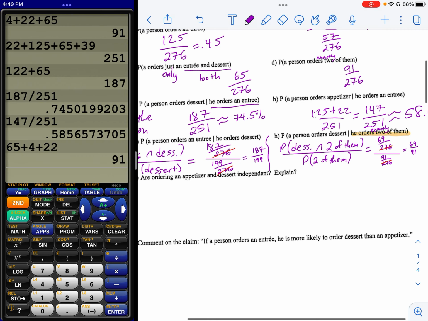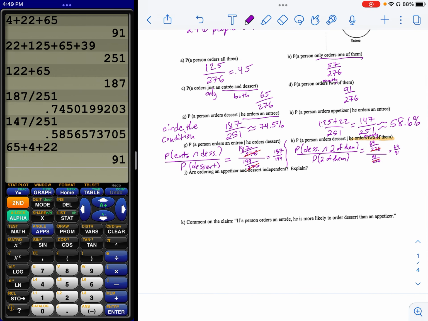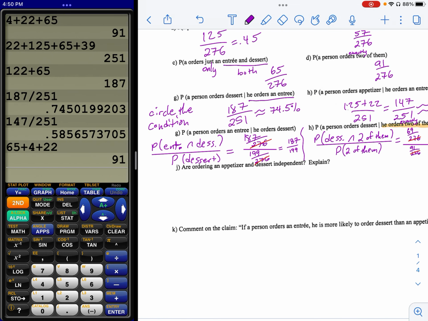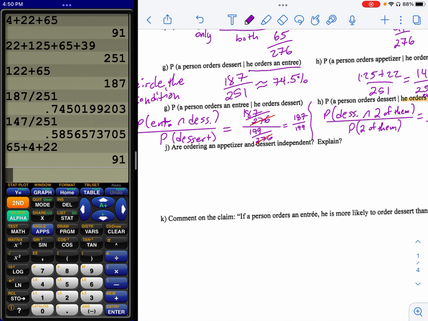All right. Are ordering an appetizer and a dessert independent? If they are, that means that if I order a dessert, it has no impact or no influence on my probability of ordering an appetizer, and vice versa. And we're going to look at the numbers.